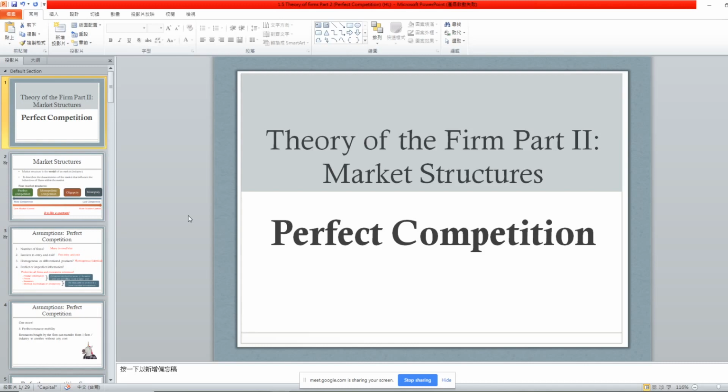After we have finished the first part of theory of firms, of course there will be the second part, and this is the final part of the theory of firms, and we are going to focus on market structures. Market structures, everyone.